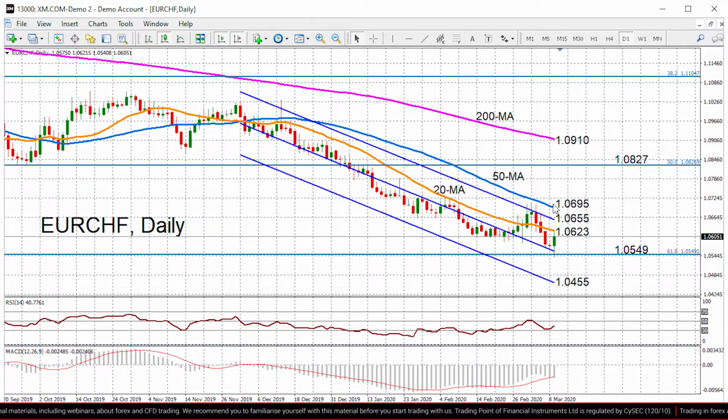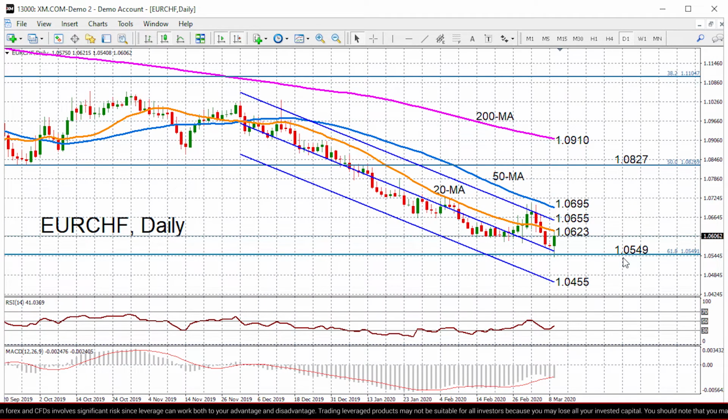If euro franc is unable to clear those hurdles, it's going to be pretty much stuck in that bearish channel in the medium term at least. If we do see further declines, particularly if we do see that important support at the 61.8% Fibonacci.